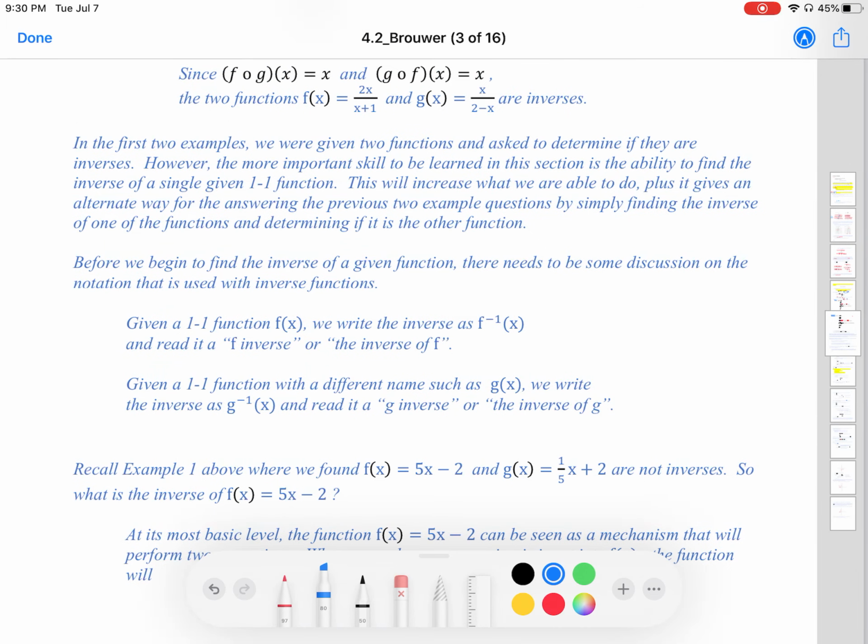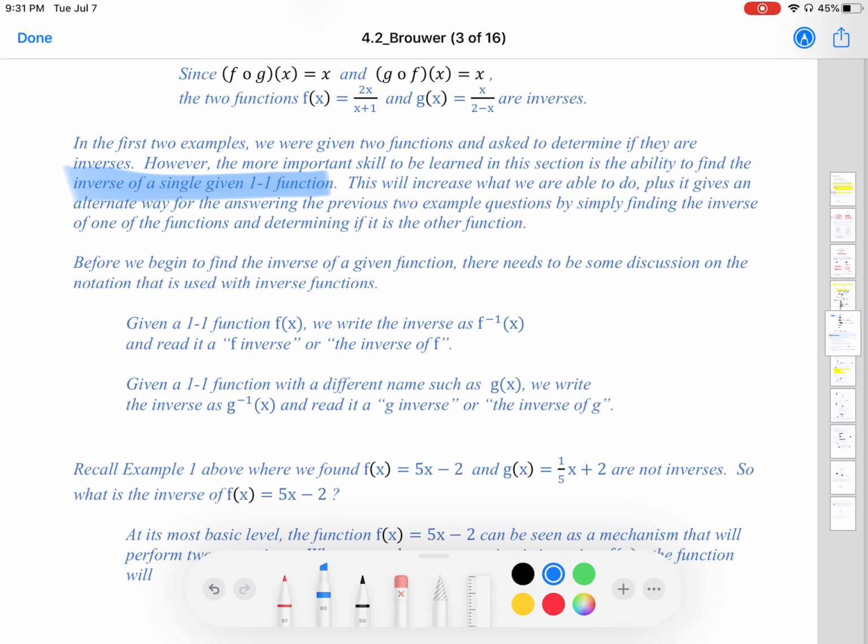In the first two examples, we're given two functions and asked to determine if they are inverses. However, the more important skill to be learned in this section is the ability to find an inverse of a single one-to-one function. This will increase what we are able to do. Plus, it gives us an alternate way for answering the previous two example questions by simply finding the inverse of a one-to-one function and determining if it is the other function.